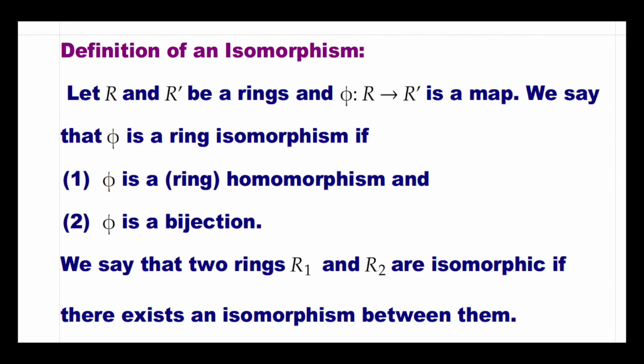Now, let us see the definition of an isomorphism. Let R and R dash be rings and phi from R to R dash a map. We say that phi is a ring isomorphism if the first condition is phi is a ring homomorphism and the second one is phi is a bijection. We say that two rings R1 and R2 are isomorphic if there exists an isomorphism between them.